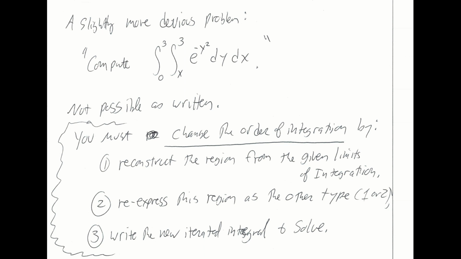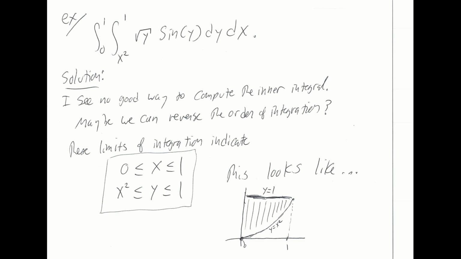So there will be problems that their schema will not work for, and the most reliable and the most intuitively satisfying way, to my mind, is to actually recreate the region from the given limits and then re-express that region as the other type of general region in the plane. So let's look at an example. We'll illustrate this with an example.